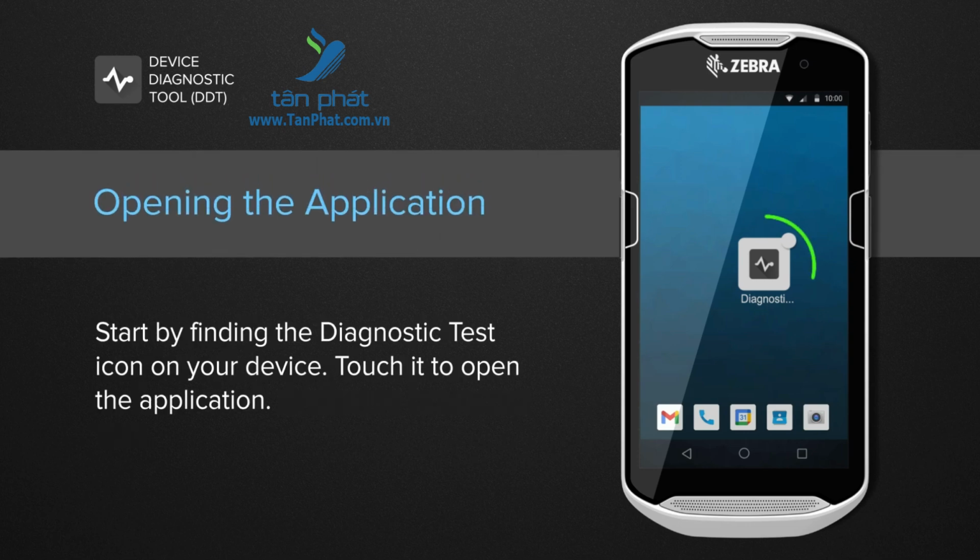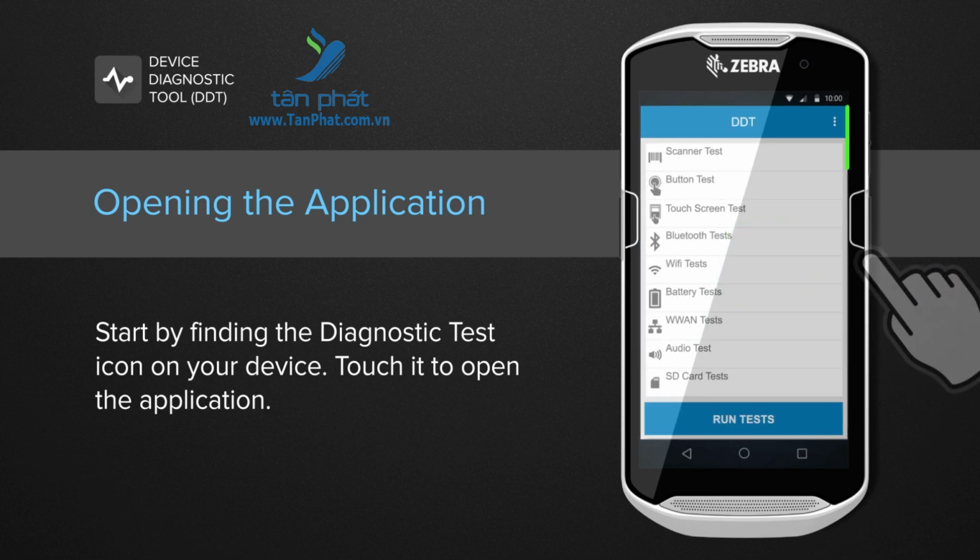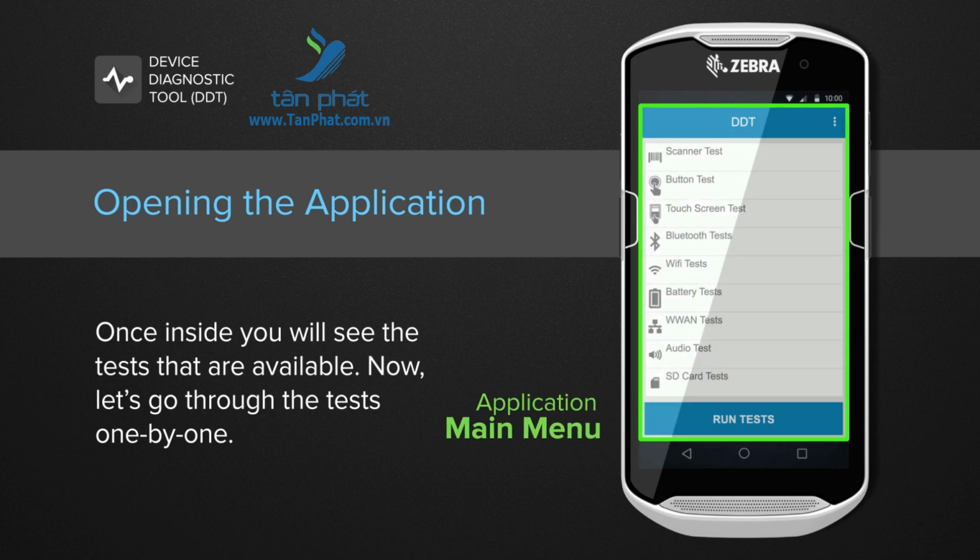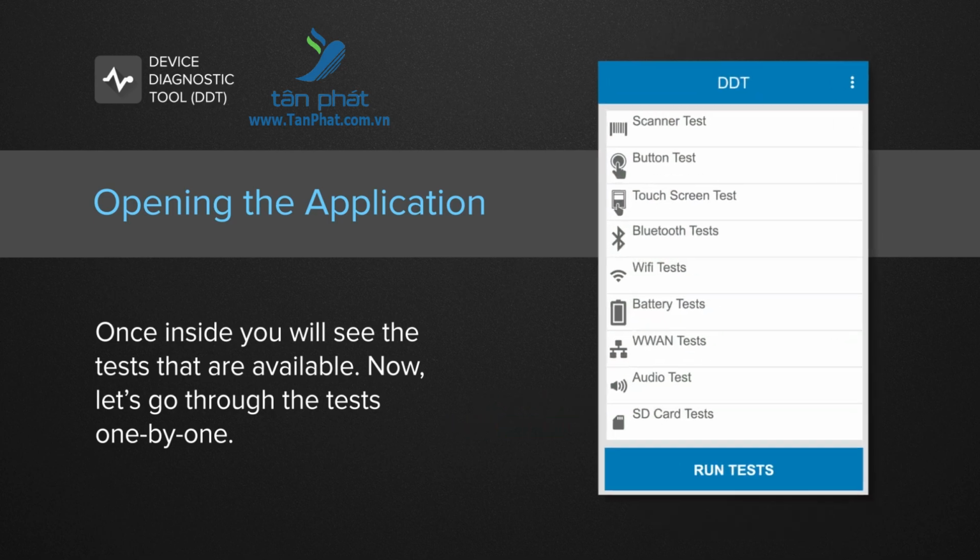Start by finding the diagnostic test icon on your device. Touch it to open the application. Once inside, you will see the tests that are available. Now, let's go through the tests one by one.